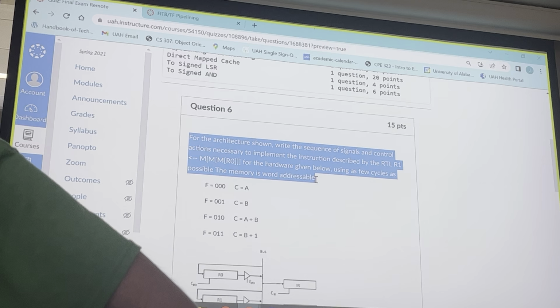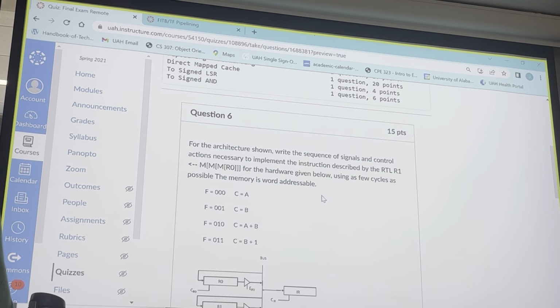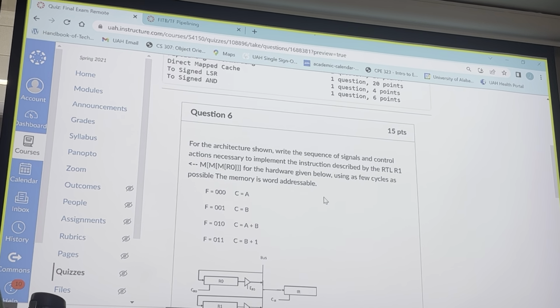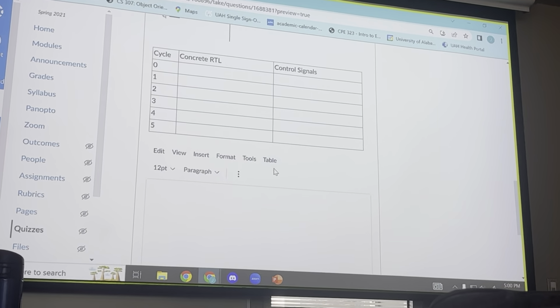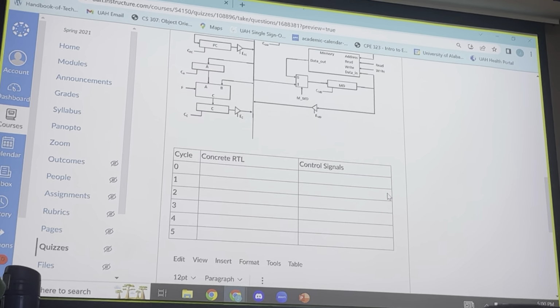Well, like a drop down. Architecture shown, write the sequence of signals, implement this, however, using as few cycles as possible. Why do you think I'm giving you this again? Because y'all did bad at it, even though I gave it to you on the third. Just give us a list of drop downs, man. List of drop downs? Yes.